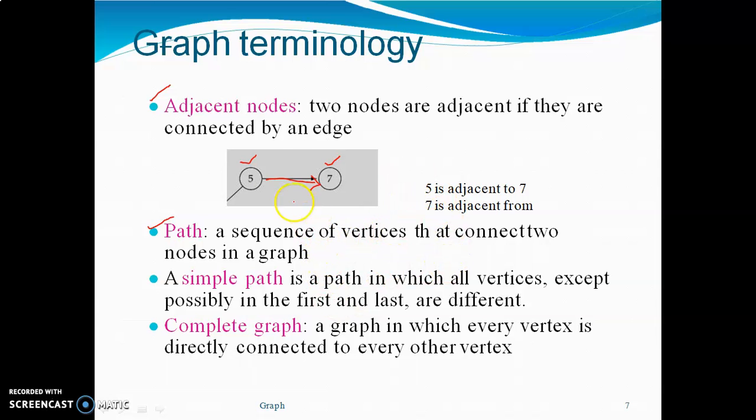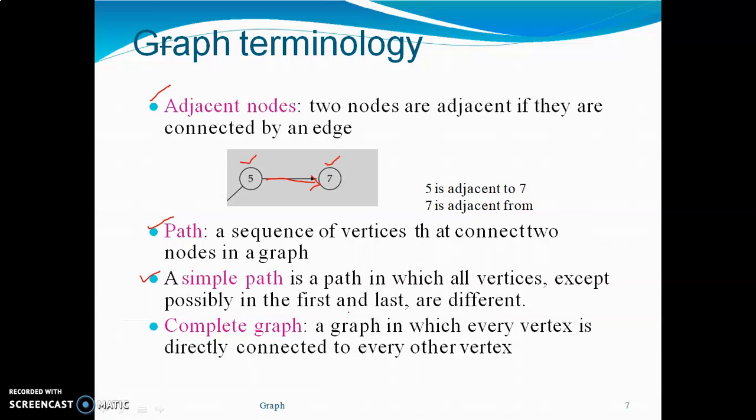And a simple path. A simple path is the path which contains fewer vertices, or we are representing only the first vertex and the last vertex of the path. Say, for example, you have 2 or 3 vertices in between to reach from the first vertex to the second vertex.